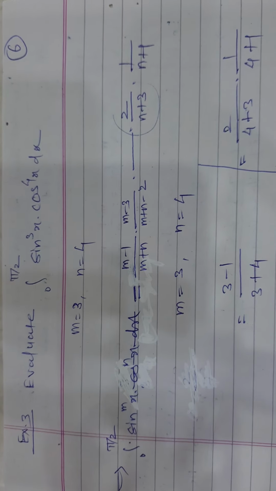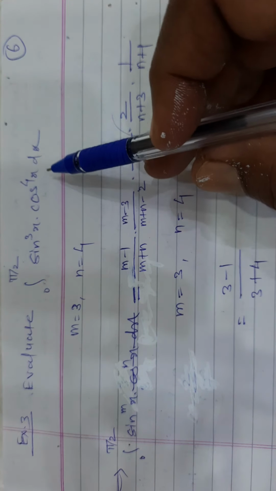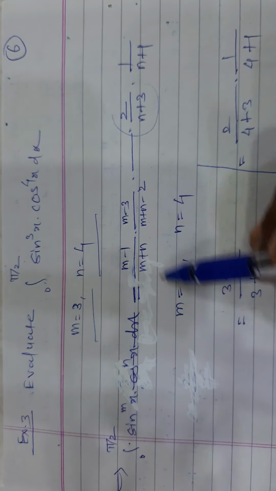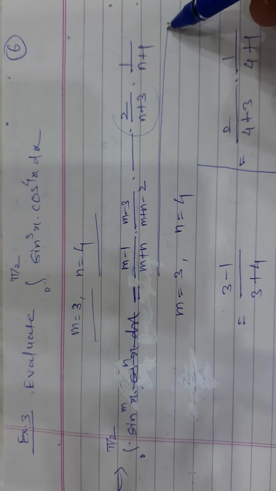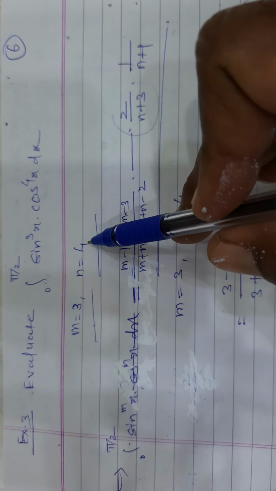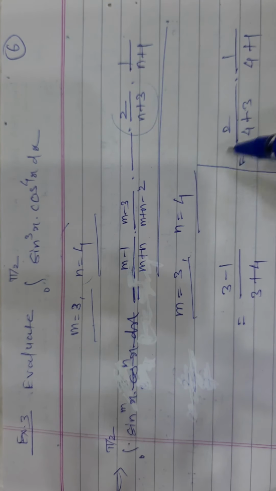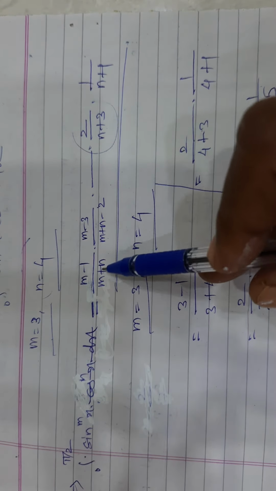Next, evaluate integration from 0 to pi by 2 of sin cube x into cos raised to 4x dx. Here m is 3, n equal to 4. We know this formula when m is odd; n odd or even doesn't matter. m is 3, n equal to 4. In this, put these values in this formula.